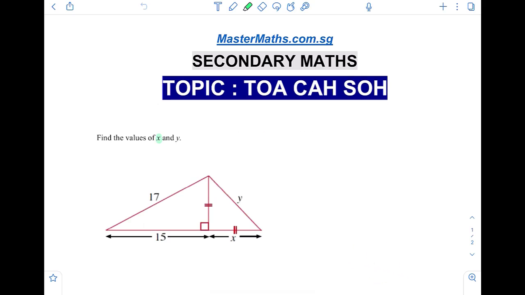Find the values of x and y. So we have two right-angled triangles joined up together, the bigger one on the left side, smaller one on the right side. And the good thing about this question is that there are two lengths that are the same. X is at the bottom here. Over here is also an x, so it's good to fill up in the diagram itself.